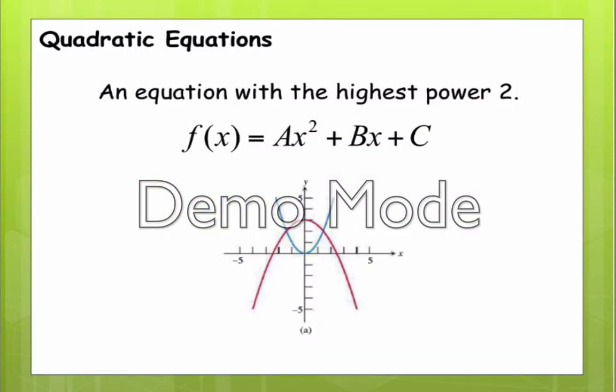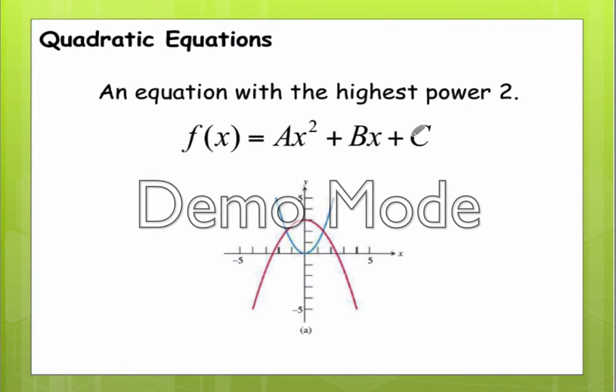Quadratic equations. You probably remember from Algebra 2, a quadratic equation is an equation where the highest exponent of x is 2. So you're used to seeing it in this form here, f of x equals ax squared plus bx plus c, where a, b, and c can be filled in with any coefficient.